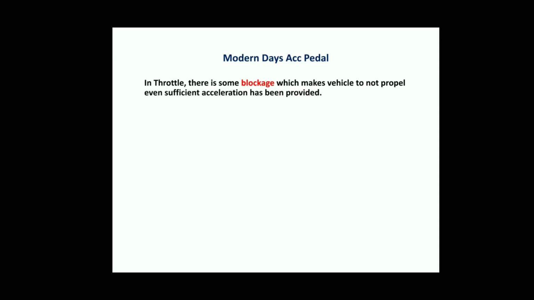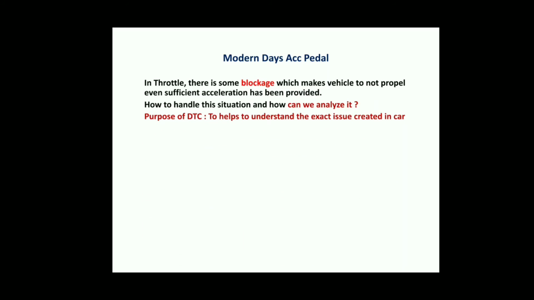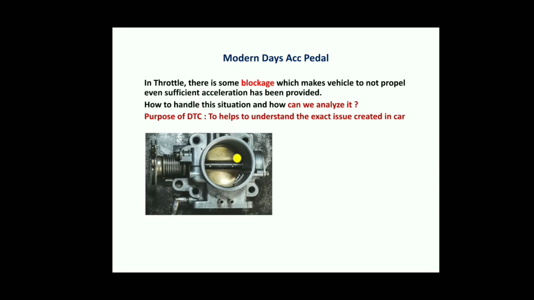In the throttle, if there is some blockage which makes the vehicle not propel even if sufficient acceleration has been provided, then how do we handle this situation and how can we analyze it? Before that, you have to understand the purpose of DTC. As you may be aware from our previous videos, DTC helps to understand the exact issue created in the car. So this is the throttle body, and the yellow color I have highlighted is some blockage for the air. So it will create some DTC.